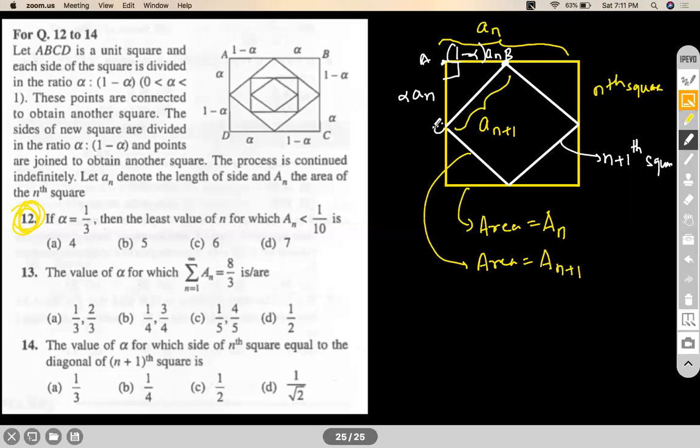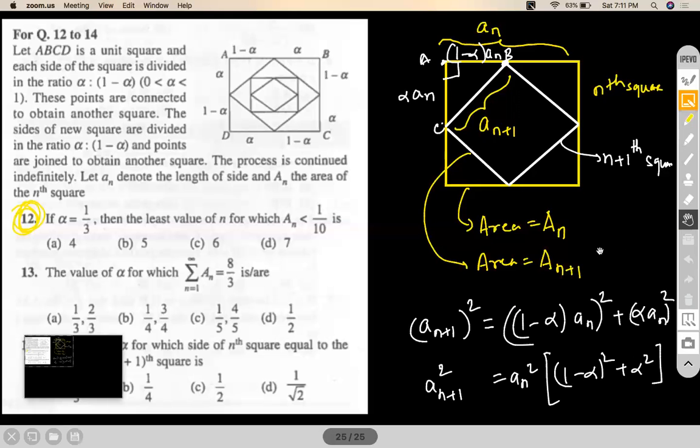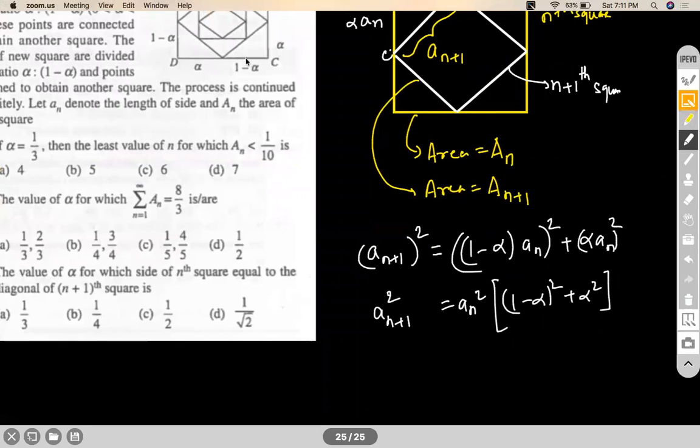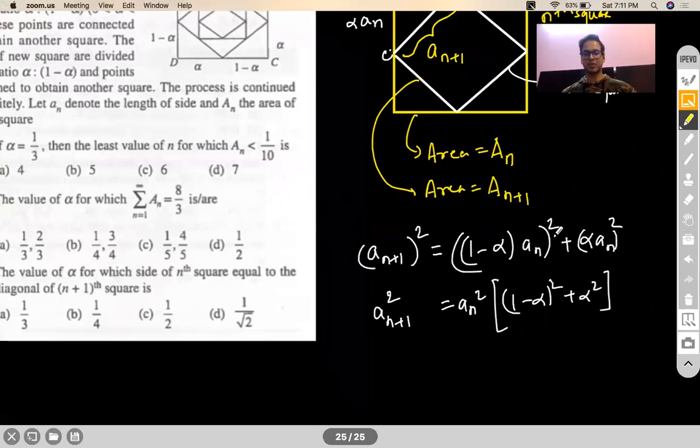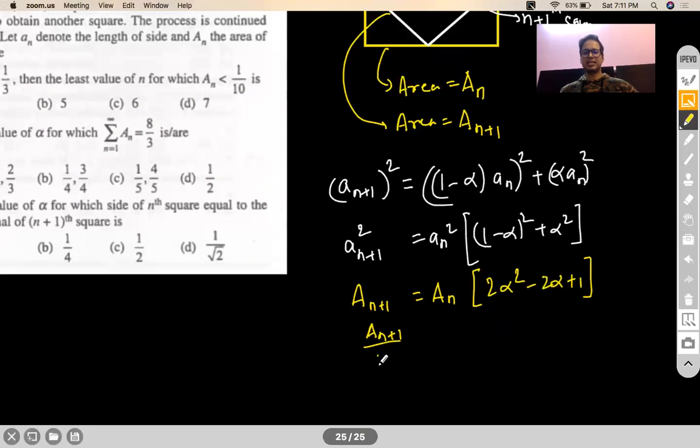And here I'm going to use the Pythagoras theorem. So An plus 1 square is 1 minus alpha An square plus alpha An square. That means An plus 1 square is nothing but An square times 1 minus alpha square plus alpha square. Any doubt till this extent? Anyone has doubt to this extent, please do let me know immediately. Now, this is nothing but capital An plus 1, and this is nothing but capital An. And here you can simplify it to 2 alpha square minus 2 alpha plus 1. So I can say An plus 1 by An is 2 alpha square minus 2 alpha plus 1. Please make a note of this.